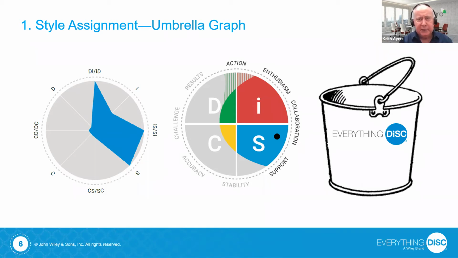And anyone who knows me knows that's true. Okay. Yes, I know how to use that DI behavior, but it's not who I really am. Okay. So that's the umbrella graph. That's the first part. Now I've got the DiSC map in the middle to show where my dot falls. Okay. Now the bucket.